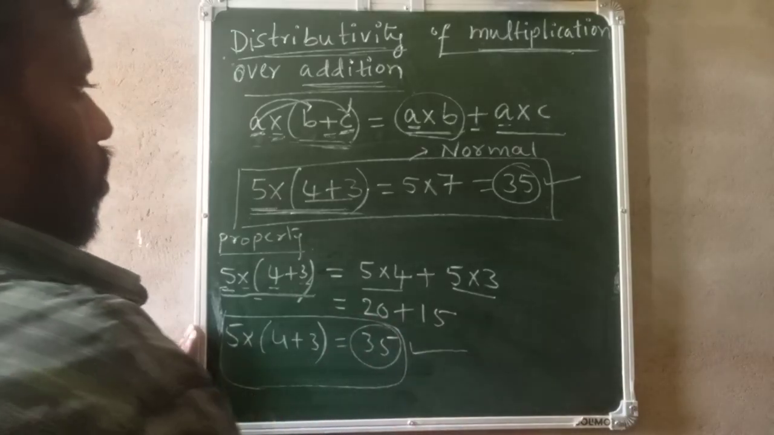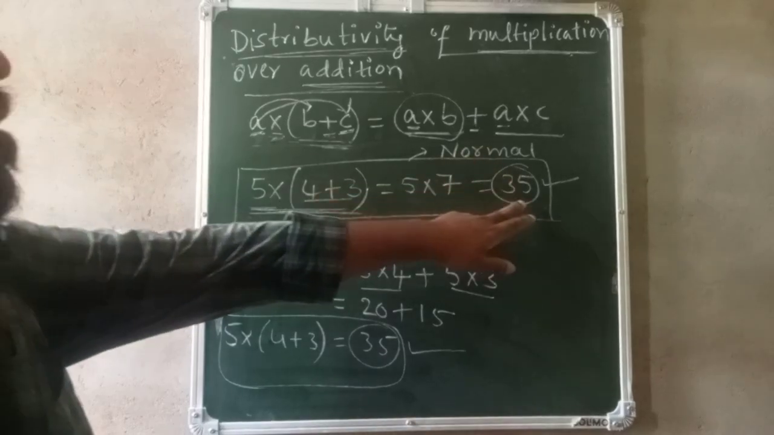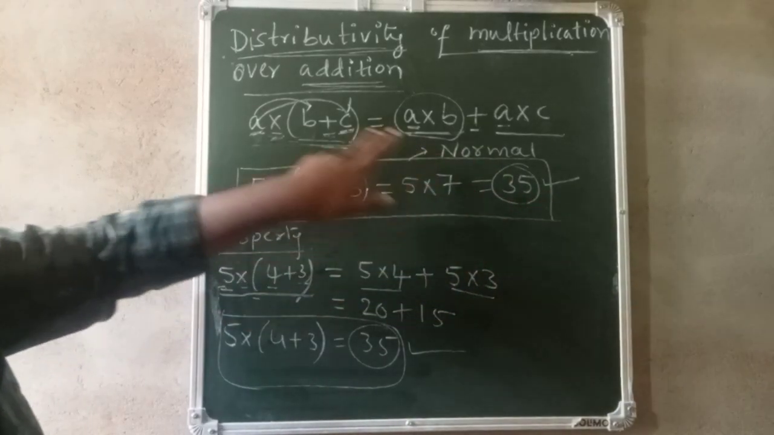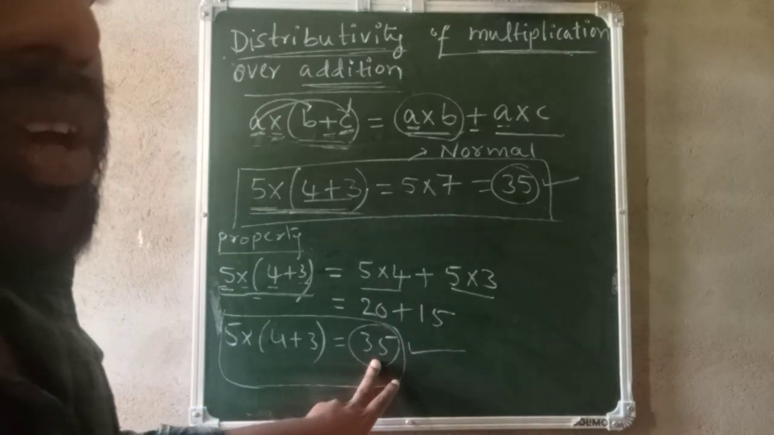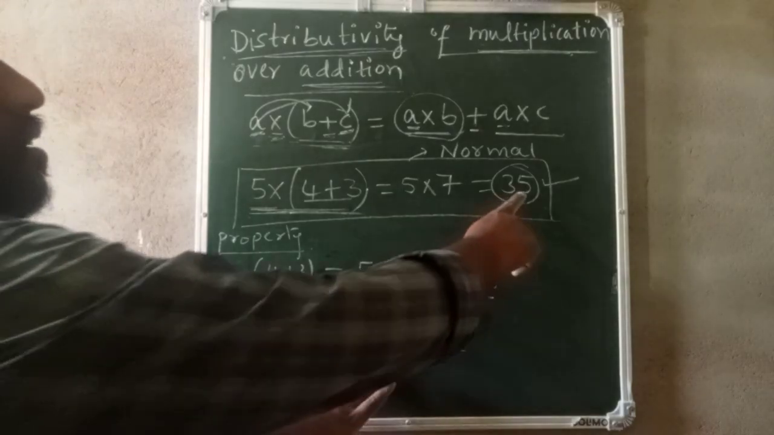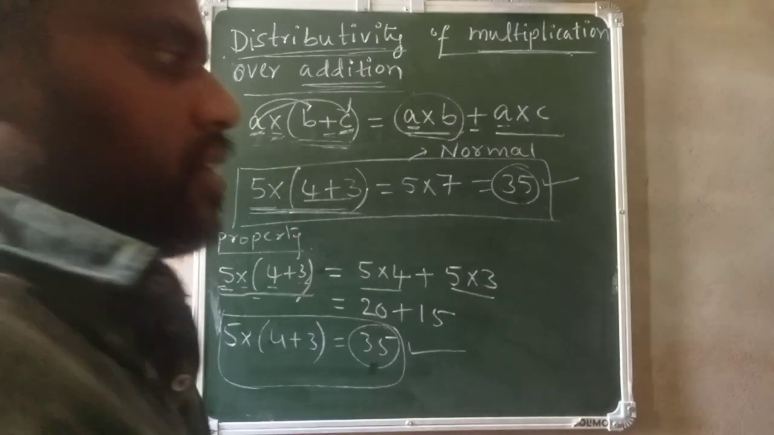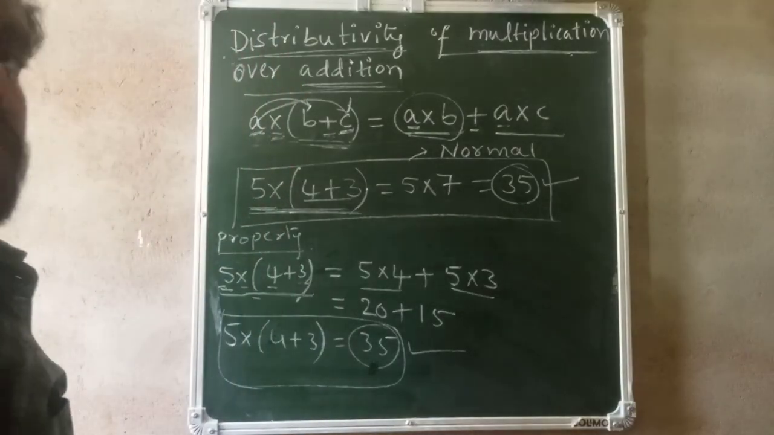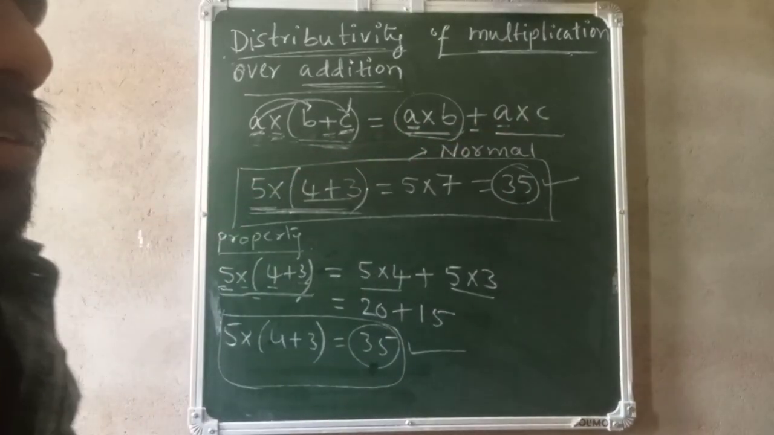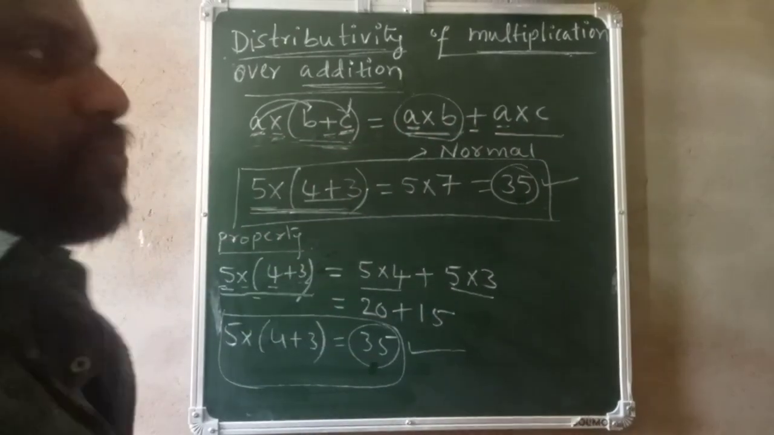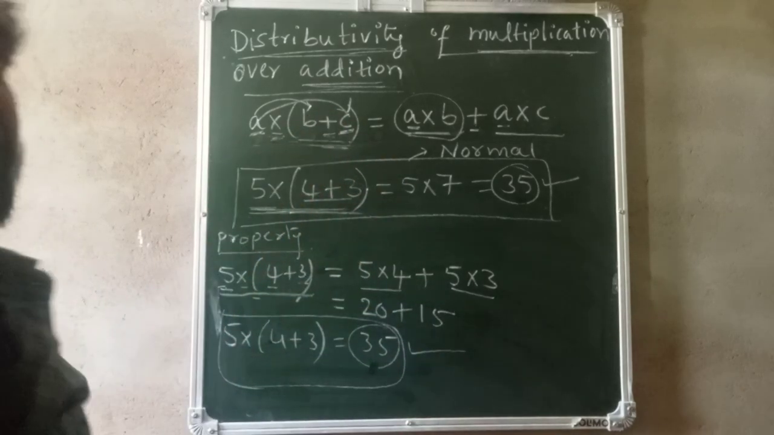See here, using normal multiplication we got 35. Using this property we got 35. We got the same answer. This answer is matching, both are same. That means what? This property is correct. The distributivity property is correct. So we checked it, we verified it.